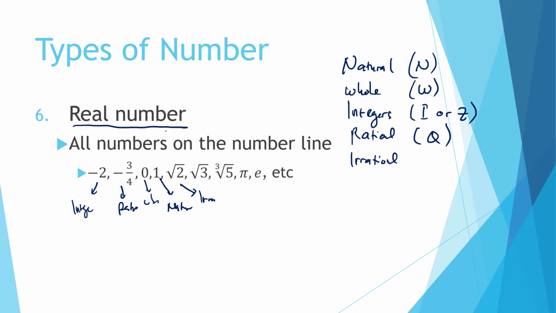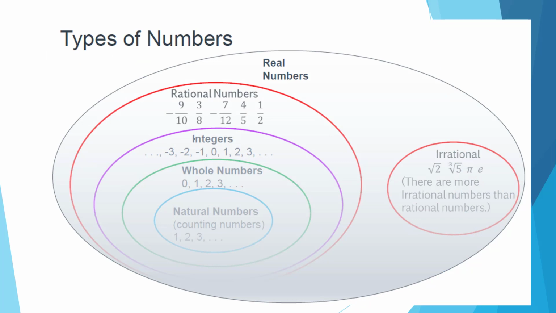Okay, so if we want to draw this as a Venn diagram, the Venn diagram would be like this. We start from the smallest one, which is the natural numbers, and then the whole numbers. We know that whole numbers are all natural numbers, but you add 0. So if you have 0, it means that it's a whole number. And for integers, after you add the natural numbers 1 to 3 with 0, it becomes whole numbers. If you add negative numbers, like -1, -2, -3, -4, and so on, it becomes integers.